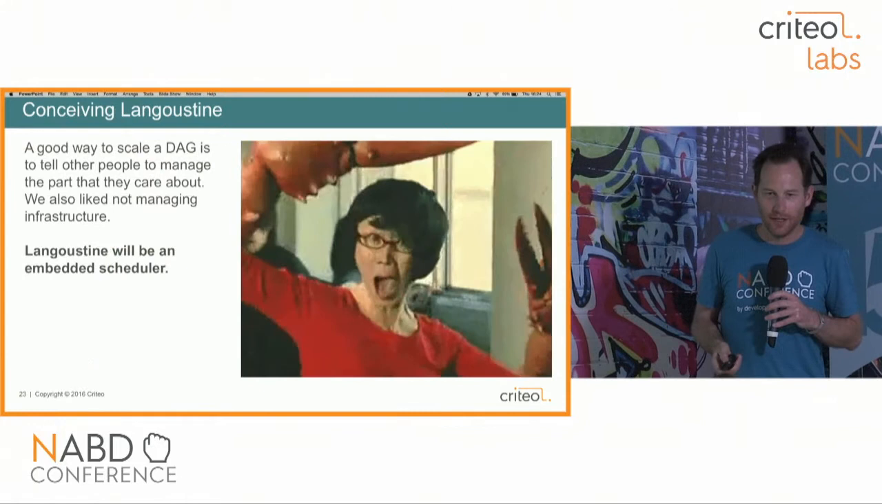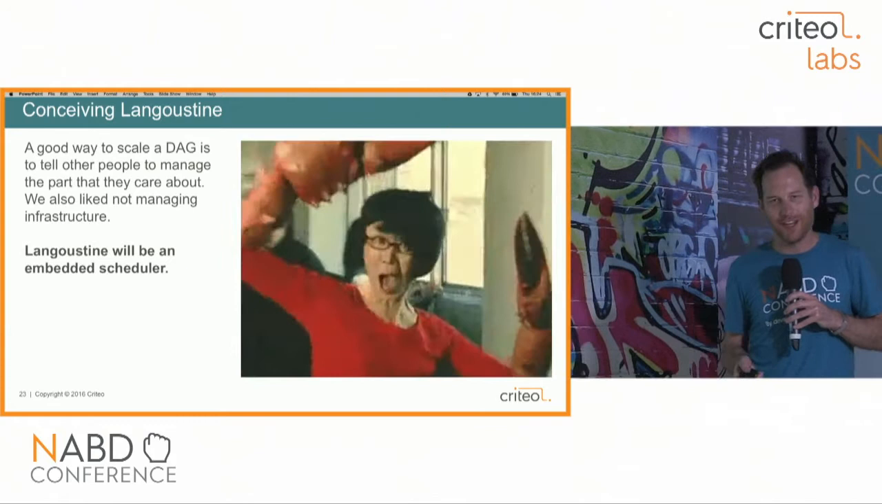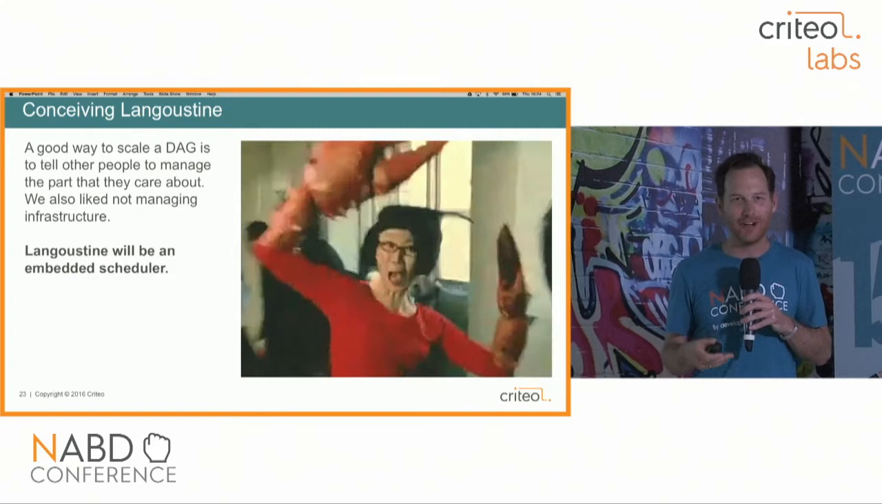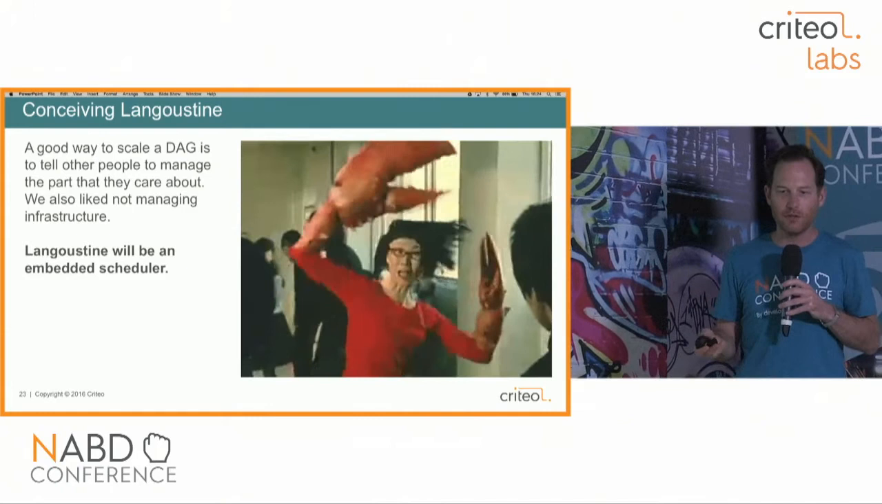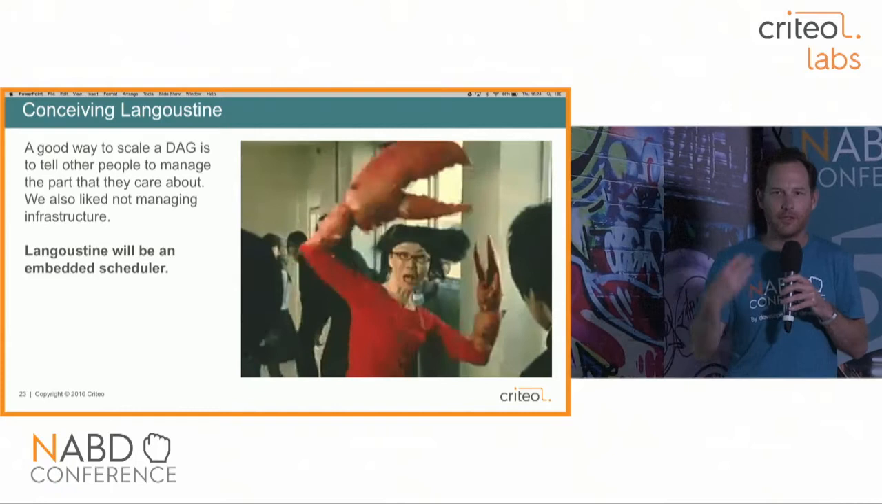Our theory about scaling the DAG was that we don't want to scale the DAG. Everybody gets their own piece of the DAG, and you deal with it, right? You're the owner of your DAG, you're the owner of your SLA, you're the owner of the quality of what's going in, what's coming out, or primarily what's coming out. So from that, we said, well, Langoustine isn't going to be a service, it's just going to be an embedded scheduler, a self-executable jar, and then you're off and running.